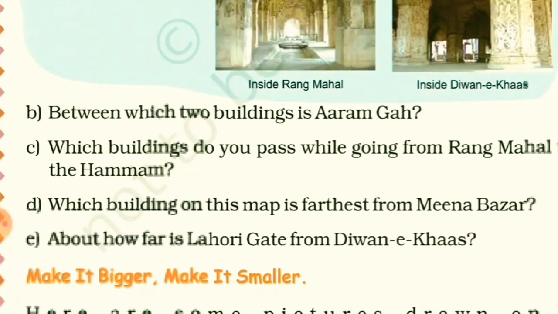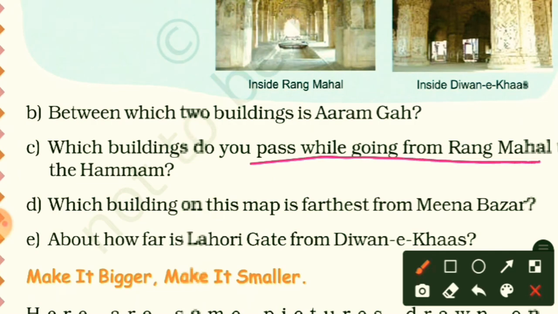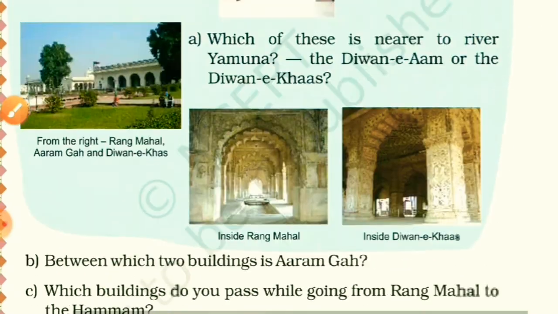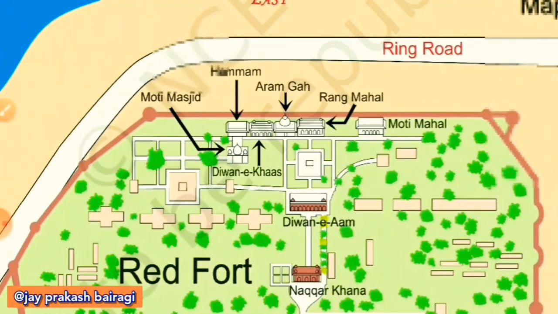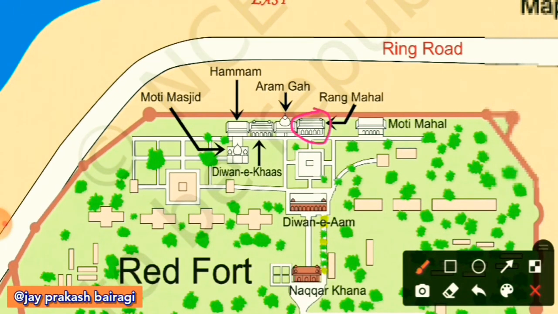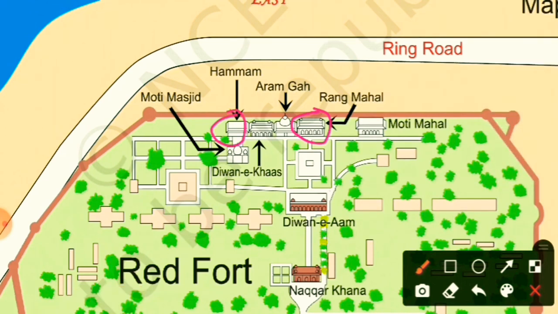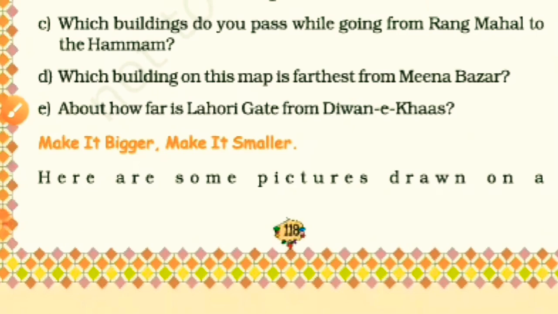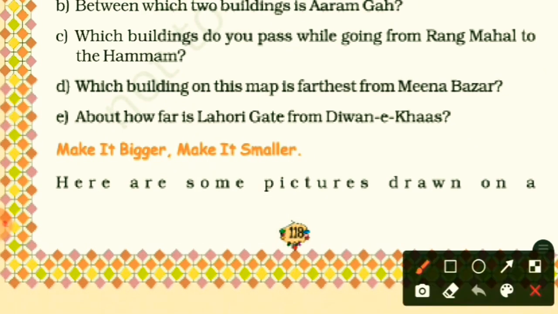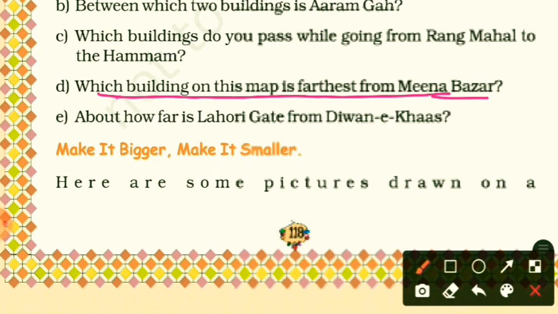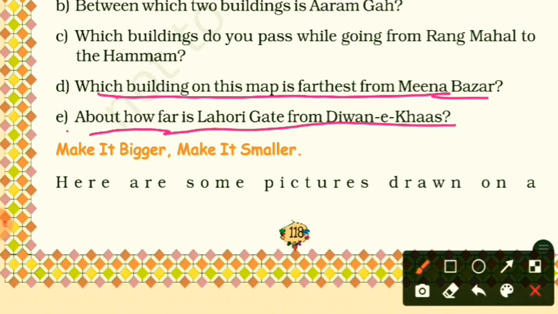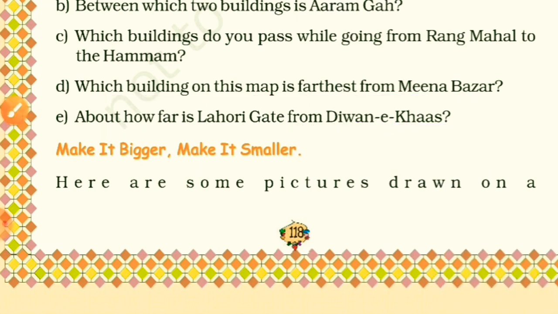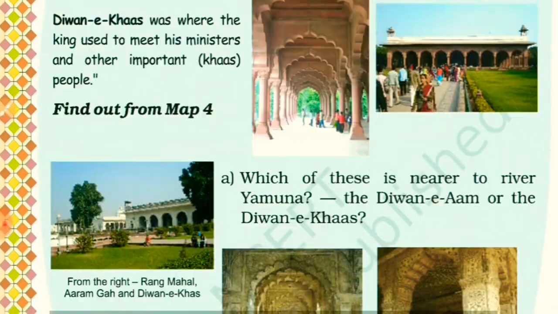Now next question. Which buildings do you pass while going from Rang Mahal to Hammam? So let's find out. Here is Rang Mahal, and this is Hammam. So we can clearly see that Diwan-e-Khas and Aramgah we have to pass. Now next question is, which building on this map is farthest from Meena Bazar? And the next question is about how far is Lahori Gate from Diwan-e-Khas. So let's find out the answers to these 2 questions.